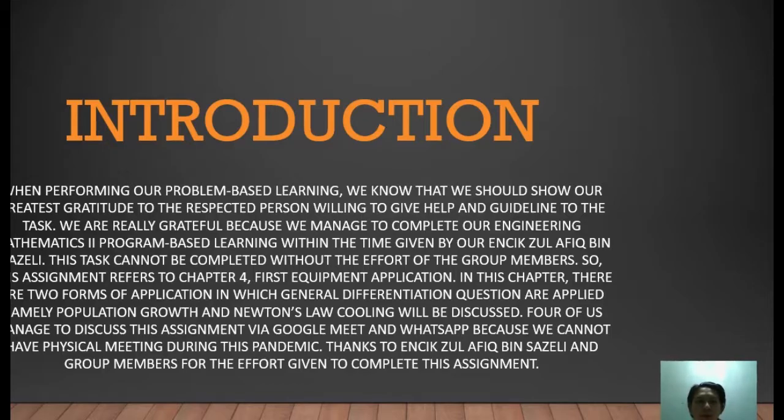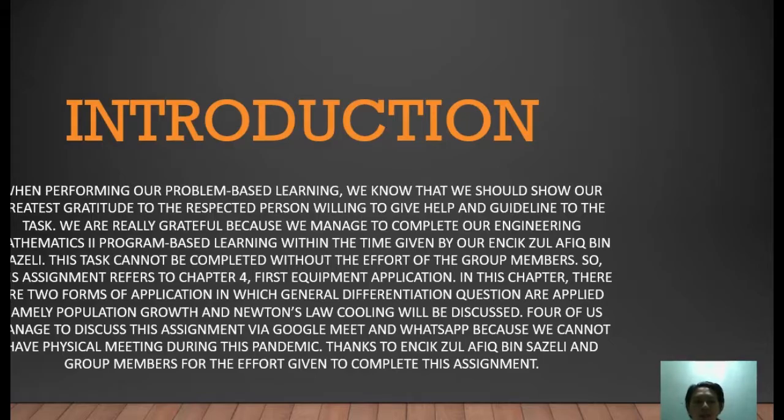When performing our program-based learning, we should show our greatest gratitude to the respected person willing to give help and guideline to the task. We are really grateful because we managed to complete our Engineering Mathematics 2 program-based learning within the time given by our Encik Zul Afiq bin Sazali.